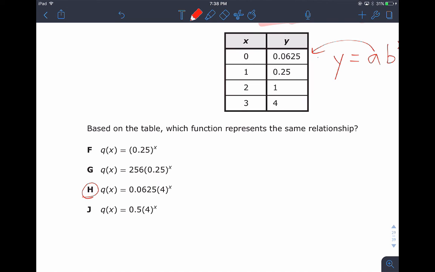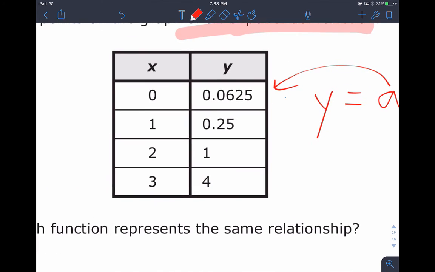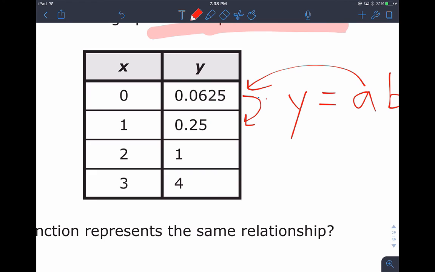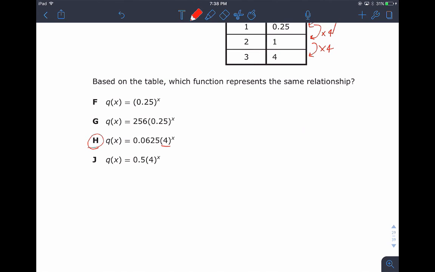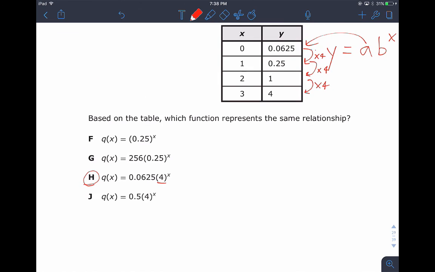All right, now let's talk about where the 4 part comes from. The 4 comes from each step: it looks like you're multiplying by 4. So you're repeating that. Multiply by 4, multiply by 4, multiply by 4, multiple times there. So I don't even see another answer with the 0.0625. So we don't have to worry about that. You definitely don't start at 0.5. I mean, none of these are even close to it.